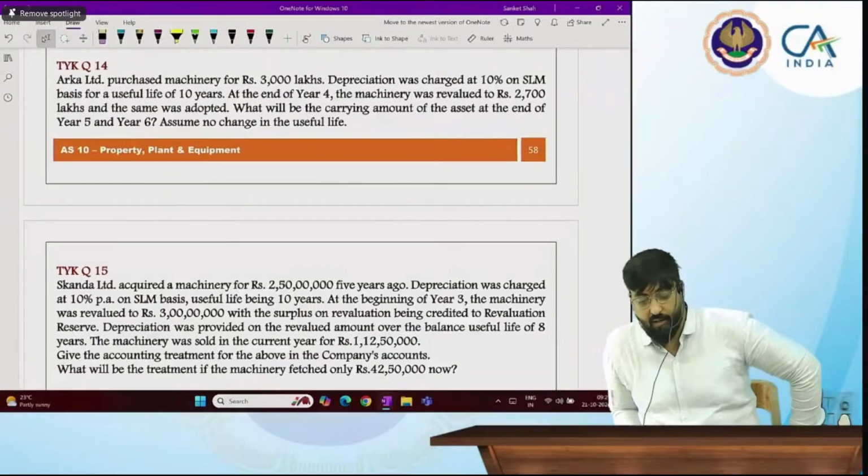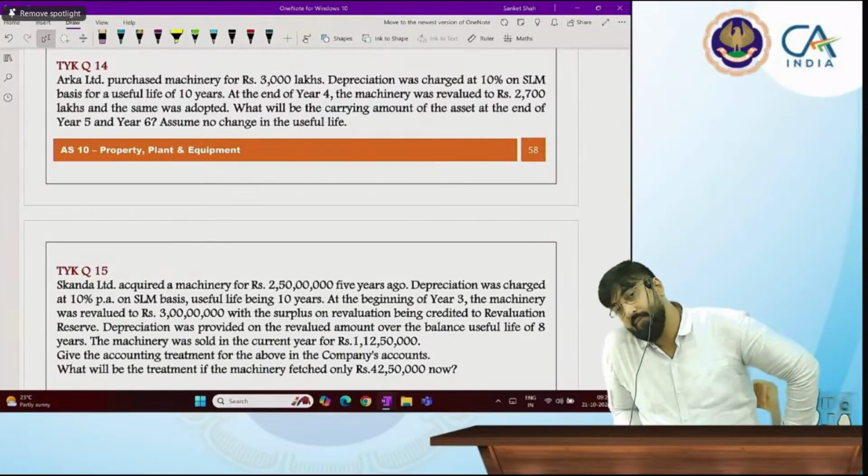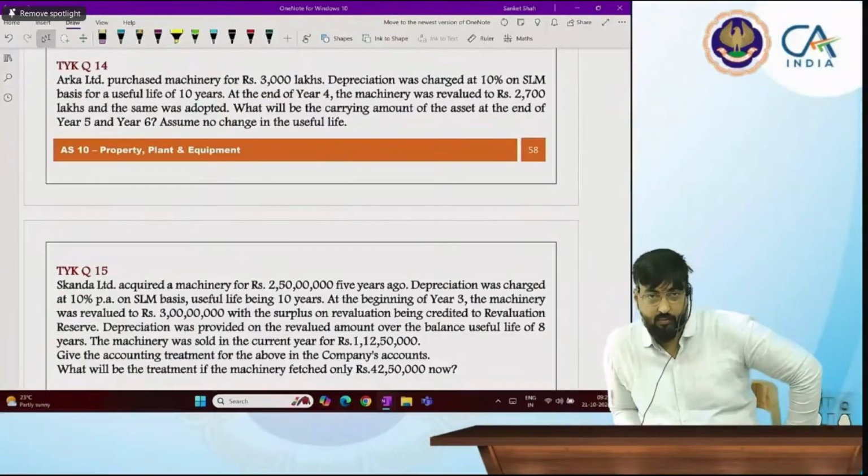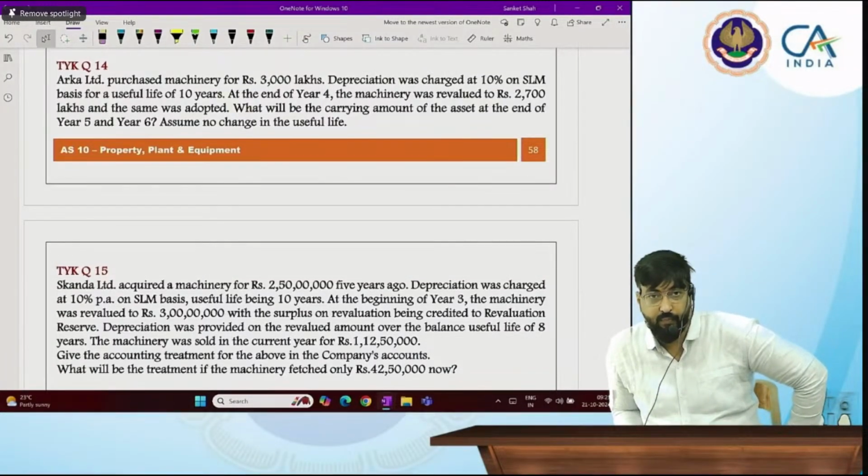Okay. TYK 14. Accra Limited purchased a machine for 3,000 lakhs. Depreciation was charged at the rate of 10% on SLM basis. Useful life was 10 years, 300 lakhs. At the end of year 4, the machinery was revalued at 2,700 lakhs and the same was adopted. What will be the carrying amount of the asset at the end of year 5 and year 6, as there is no change in the useful life?